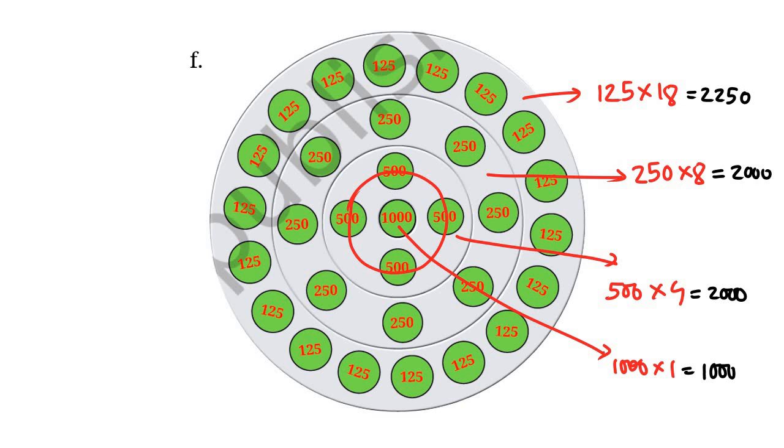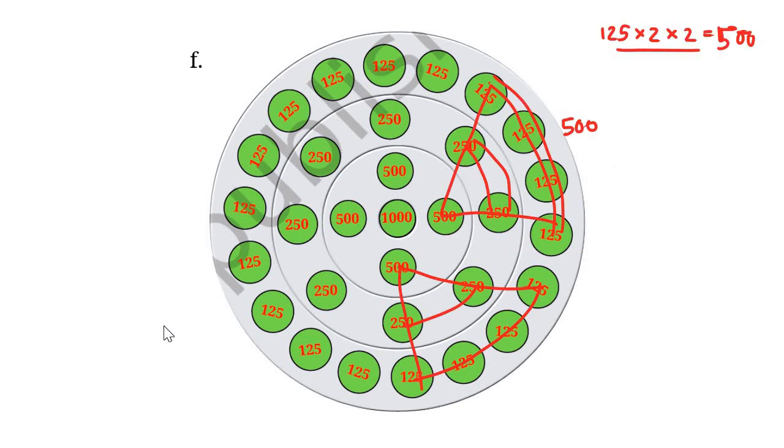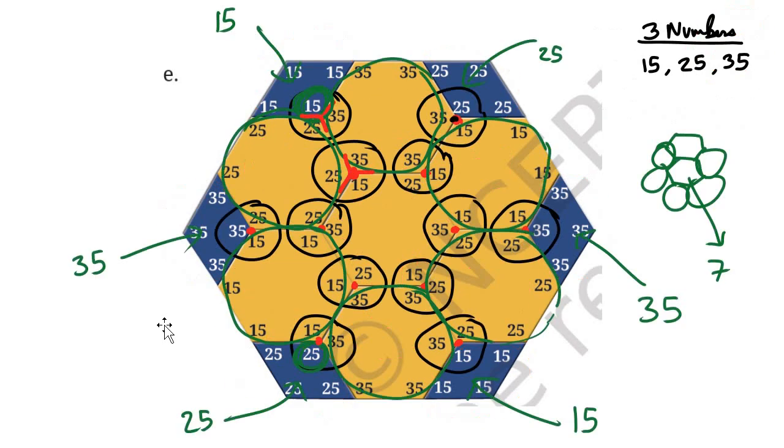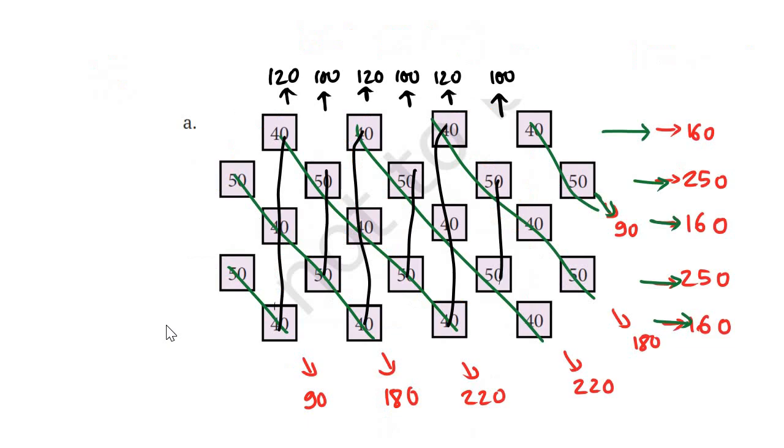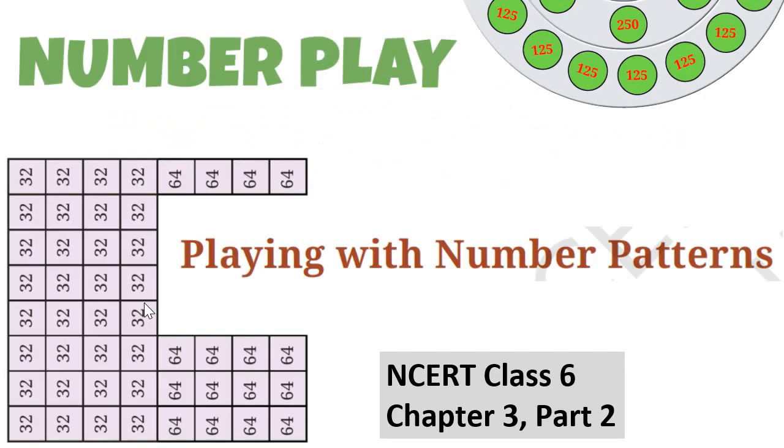I have written down the sum. The outer circle is 2250. Next, the inner circle is 2000. Again this one, 2000. So more or less there are 4 layers. You can say the innermost is the 1000. So we have done an analysis of all the various pictures and patterns over here. Okay, good. So this is our number play.